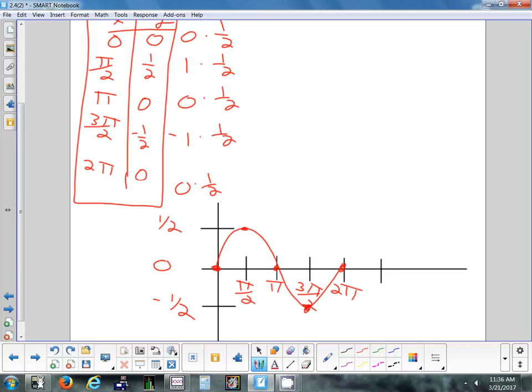So compared to the original, did this one stretch or compress? Yep, this one compressed. Normally it would have gone to a height of 1. Now it only goes to a height of a half. Any questions on that one?